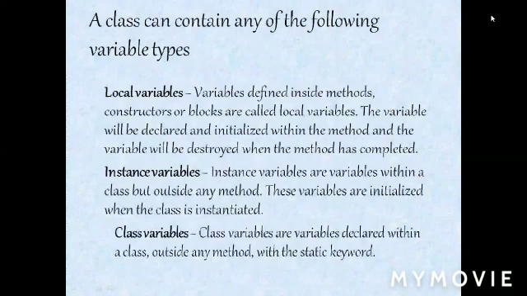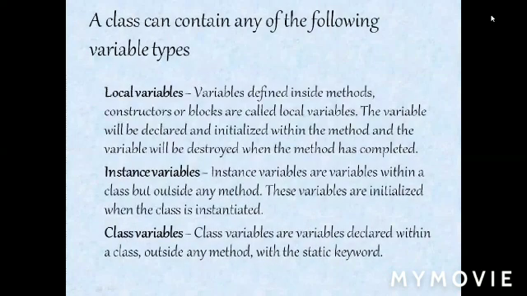It contains local variables, instance variables, and class variables. Local variables are defined inside methods, constructors, and blocks. This variable will be declared and initialized within the method, and the variable will be destroyed when the method is completed. Instance variables are variables within a class but outside any method. These variables are initialized when the class is instantiated.